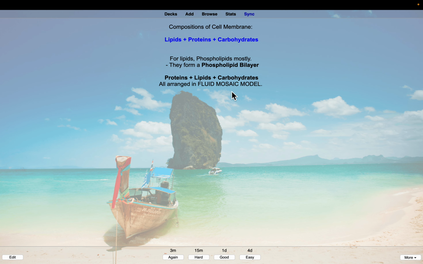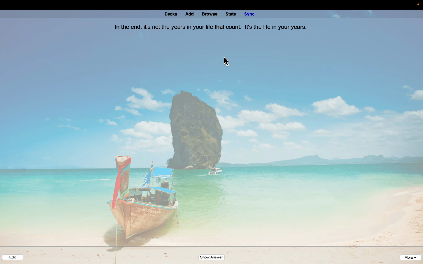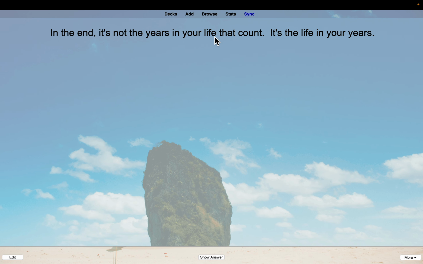I hope there's a picture that would illustrate this later in a different flashcard. In the end, it's not the year. Wait, what? What the heck? Why is there a quote all of a sudden in this deck?